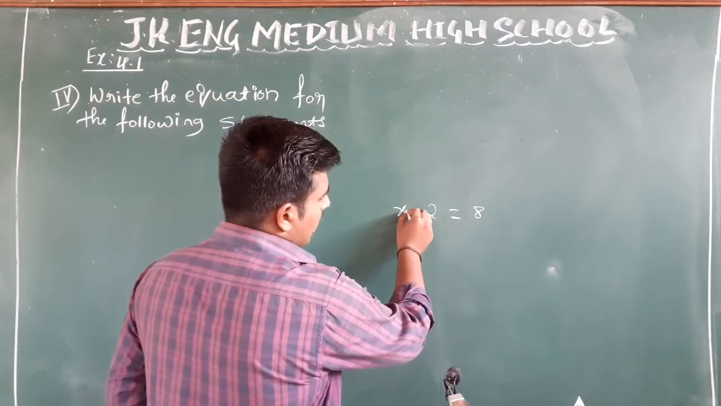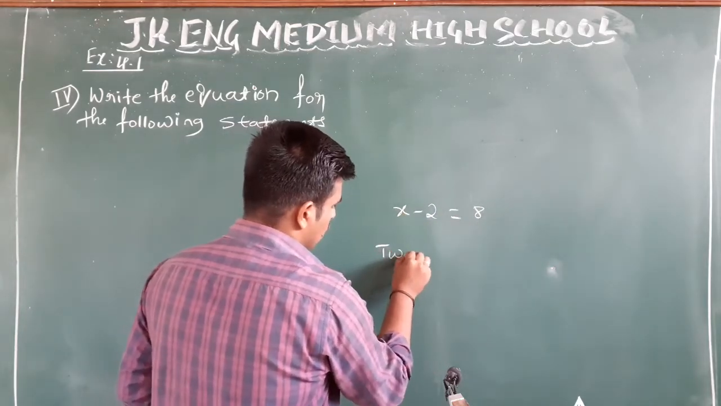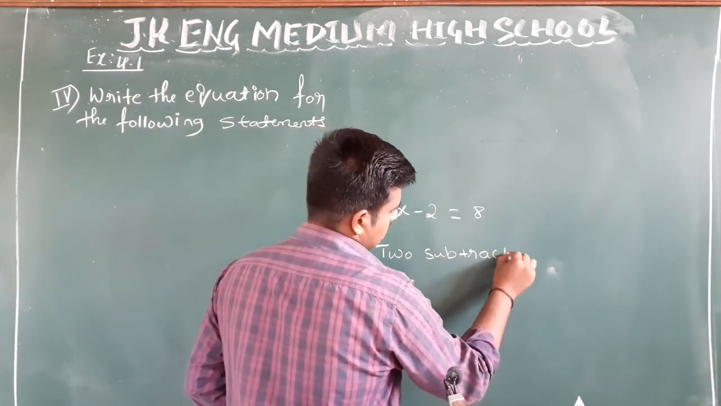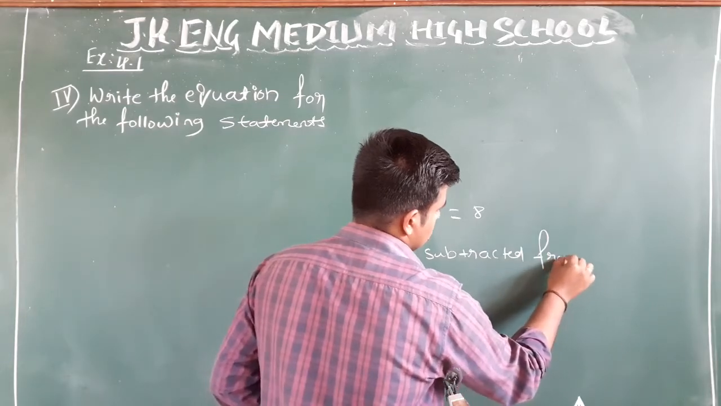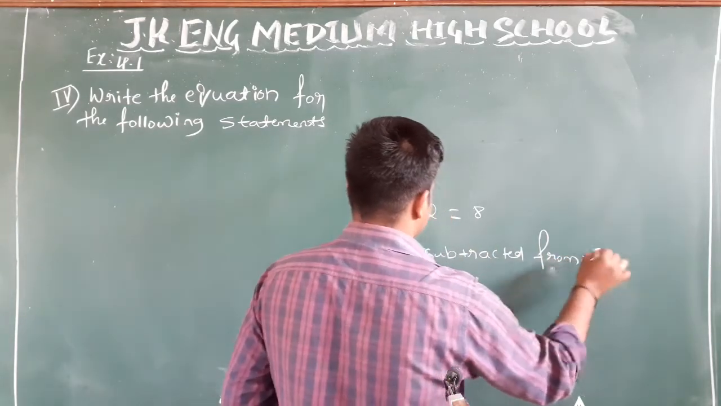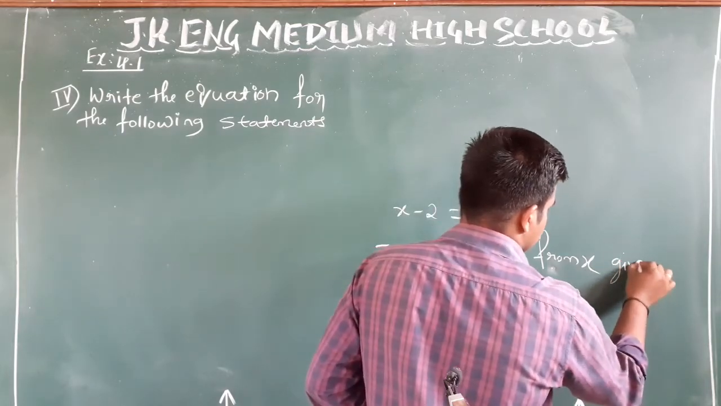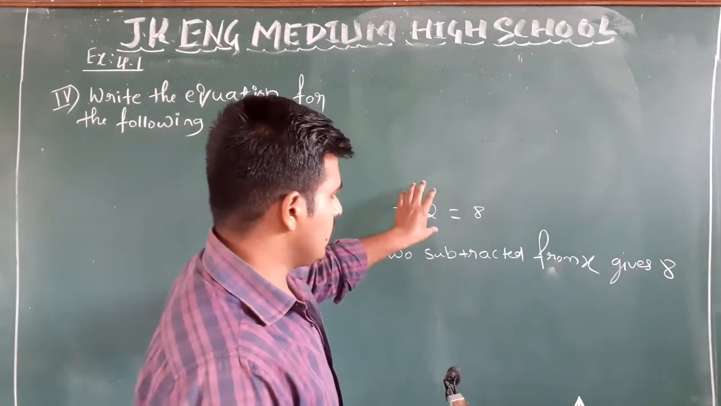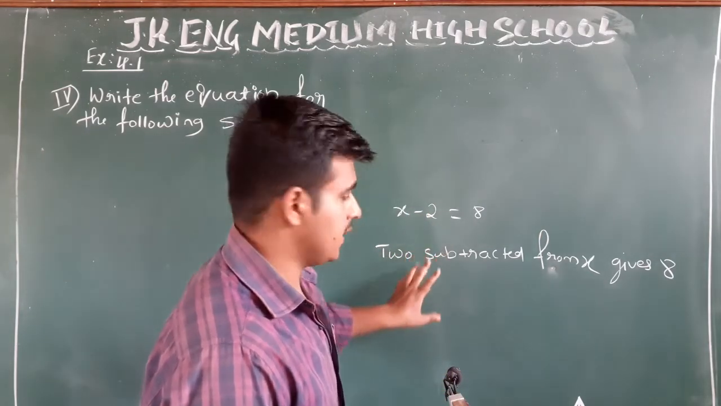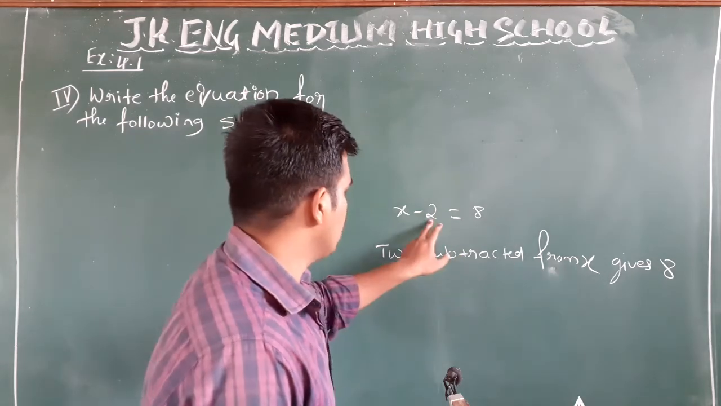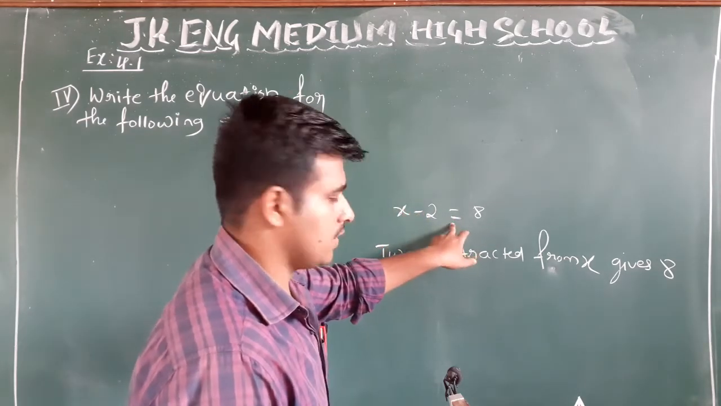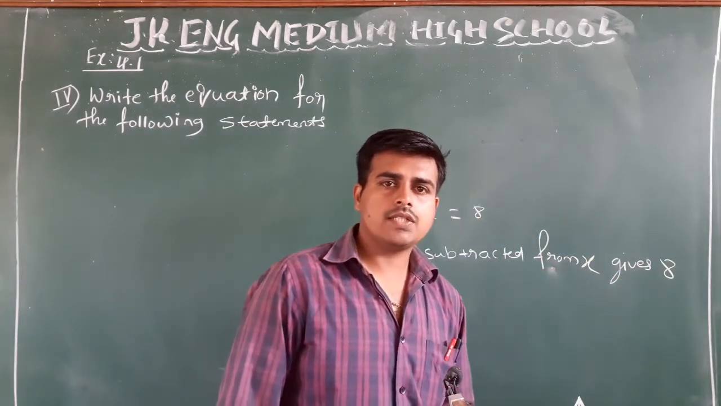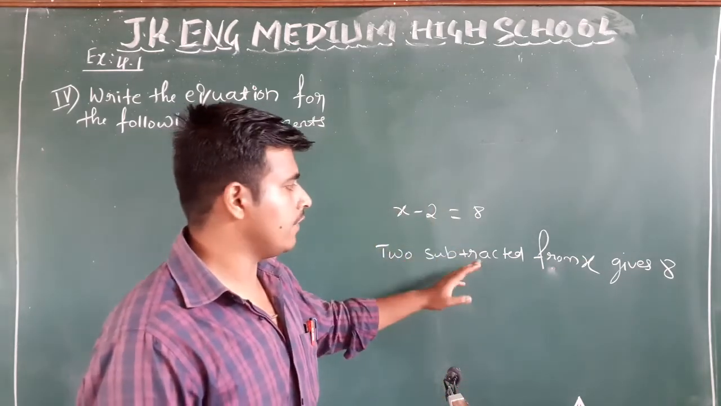2 subtracted from x gives 8. It is a statement form. You are saying this mathematical form in words, that's it. 2 subtracted from x gives, means equality sign is there, gives what? 8. And in this way you can write the given equation in different forms.